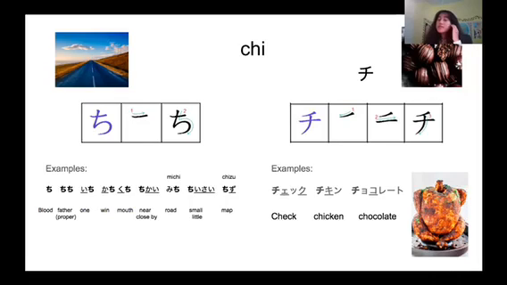So the katakana for chi is only 3 strokes, and some examples are check for check, chicken for chicken, and chocolate for chocolate.